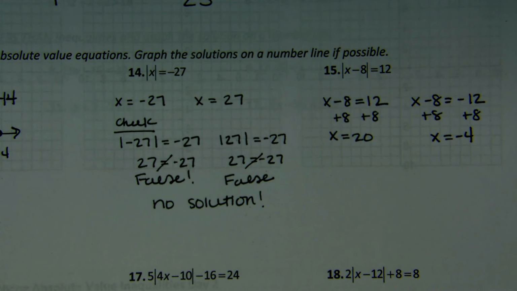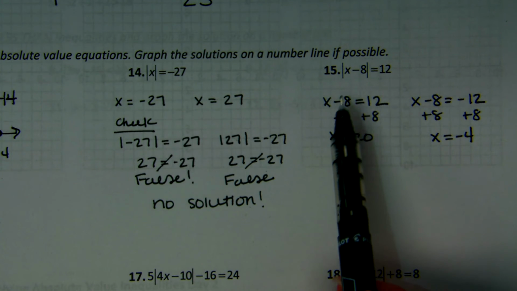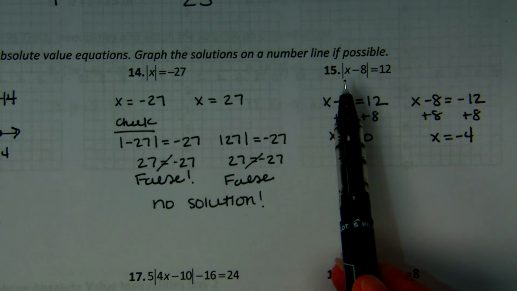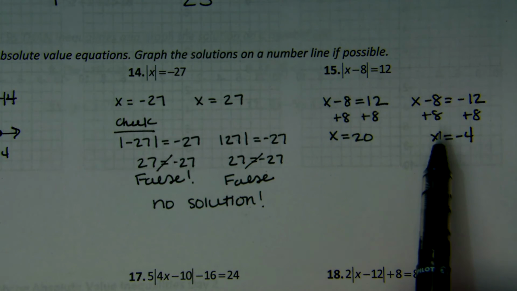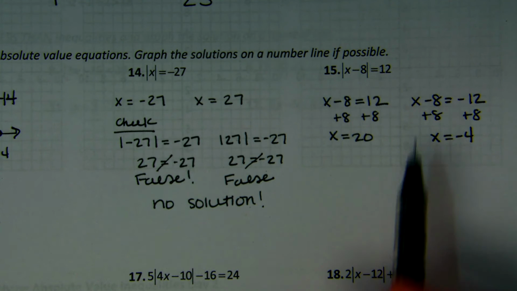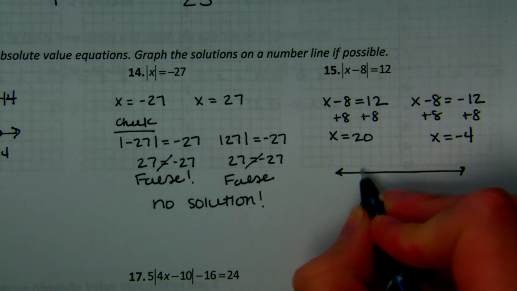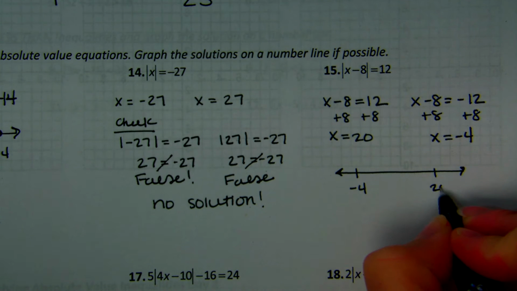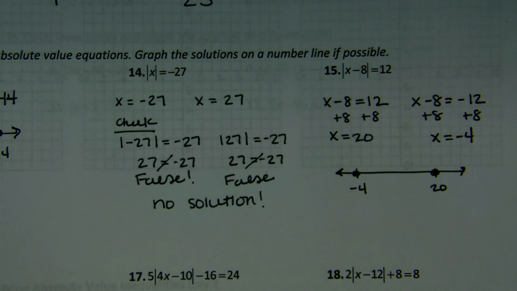You do always want to do a check on your answers, a mental check at the very least. If I put 20 in here to the absolute value, 20 minus 8 is 12. That makes this equation true. And negative 4 minus 8 is negative 12, and the absolute value of negative 12 is 12. Both of those check out. I'm going to graph them on a number line. So here's my negative 4 and here's my 20, and you just draw dots on both of them. Nothing intense.